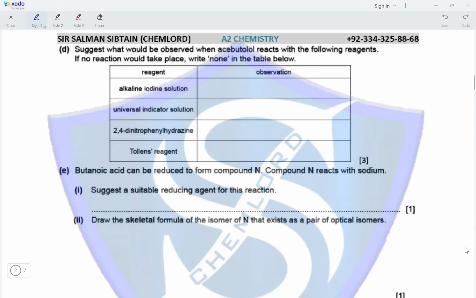Suggest what would be observed when acebutolol reacts with the following reagents. If no reaction would take place, write none in the table below. So alkaline iodine solution reacts with a CH3 group next to a C bonded to an oxygen atom. We have this group present in acebutolol. So this would give a positive result. The observation would be a yellow precipitate.